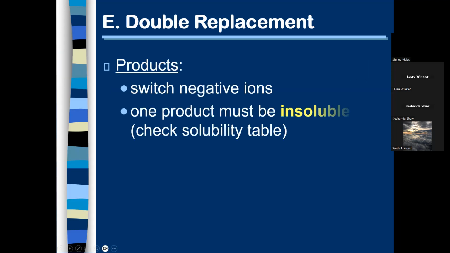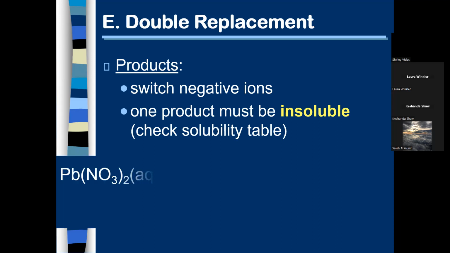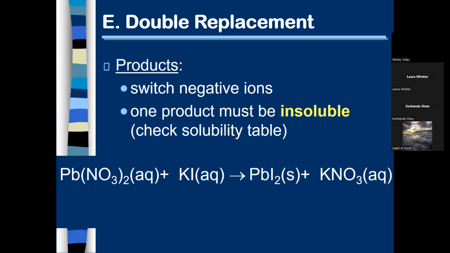And that you check the activity series. So you switch the negative ions, and one product needs to be insoluble, or it needs to be in the solid state. That's what that means, not aqueous. For example, right here, PbNO3 plus KI. As long as one of them is soluble and the other one is not, then it will happen.